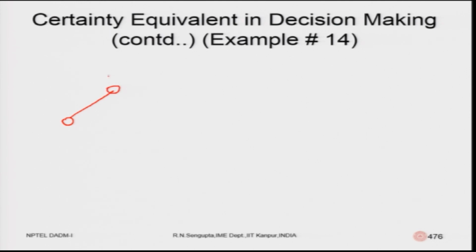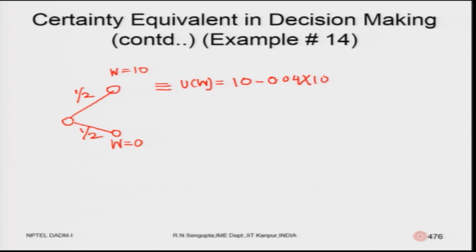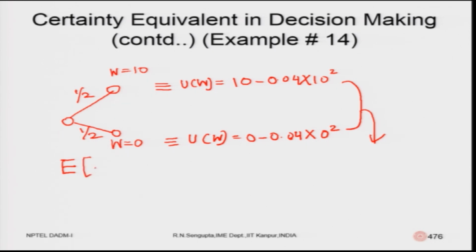So, w is 10, the w value which is coming out to be 0, this is probability half, this is probability half, and the utility function which you will get from this case is 10 minus 0.04 into 10 square, and in this case utility is equal to 0 minus 0.04 into 0 square.